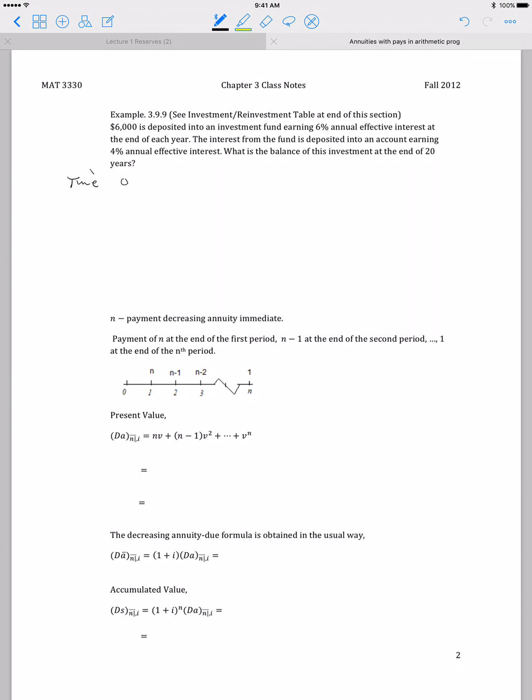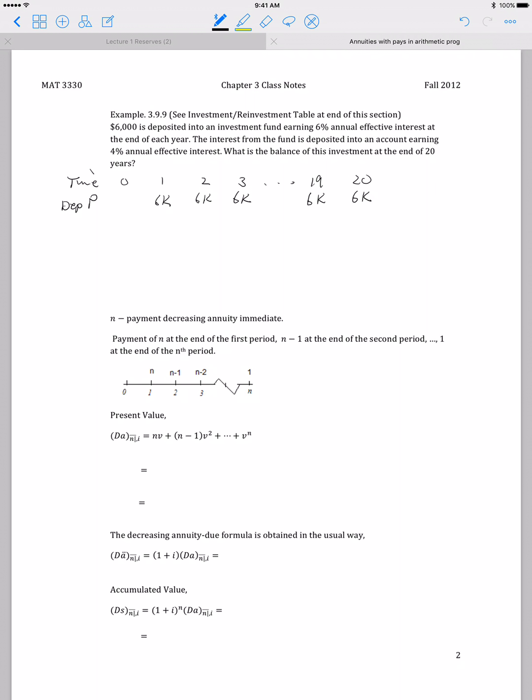So we have time 0 and 1, 2, 3, 19, and 20. We have two accounts. We have an account that holds the principal payments. I'm going to call that the primary account. So we're going to have deposits in that primary account. The first deposit is 6K at time 1. Another 6K, another 6K. So we're going to make 20 deposits, one each year at the end of the year.